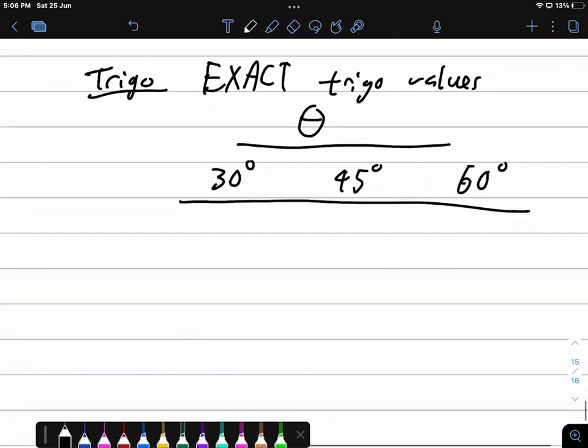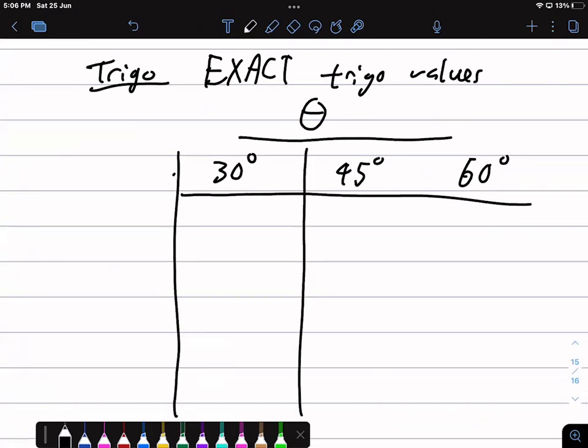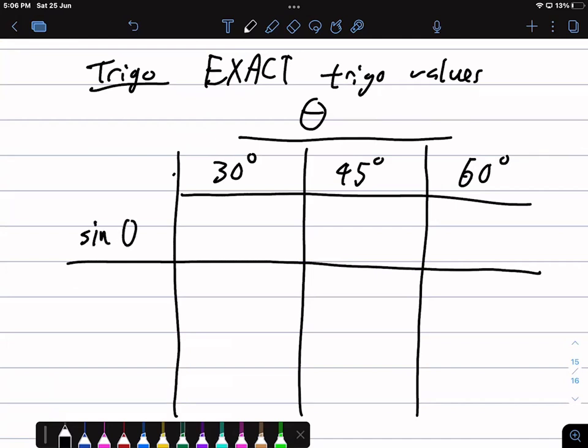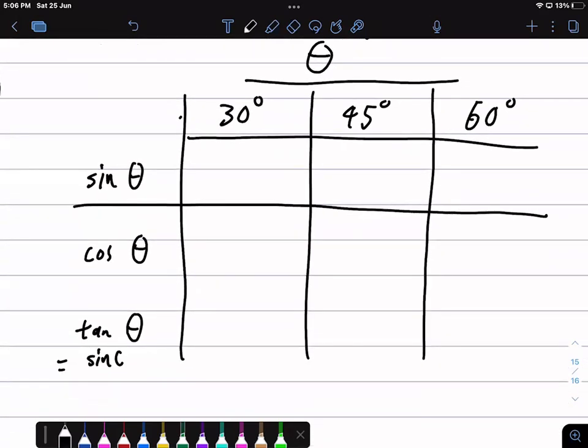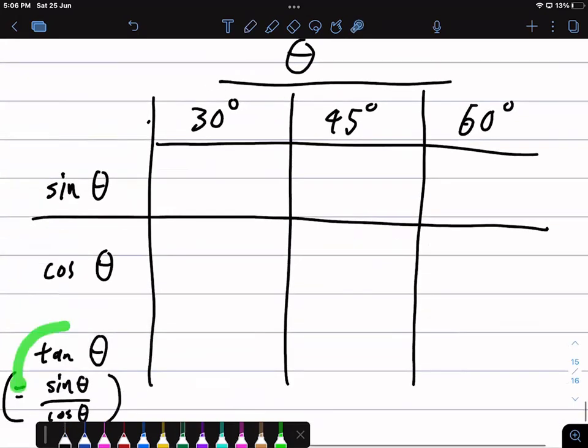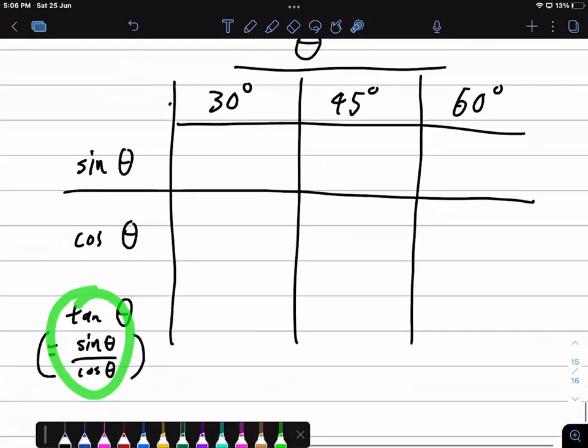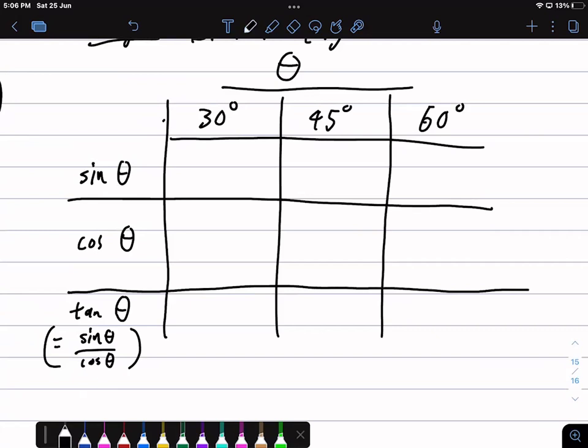But AMAX students, they had to do this. 30, 45, and 60. You draw a table, and then you're going to find out what is the sine of theta, cosine of theta, and eventually tangent of theta. If you remember the formula for tangent, it's sine over cosine. Do you recall this? Okay. Yes, then you need to get the exact values.